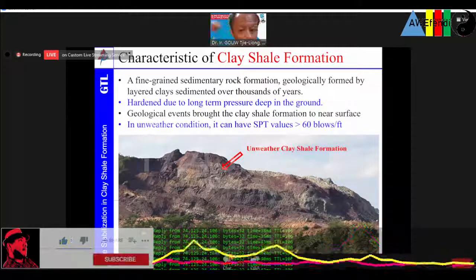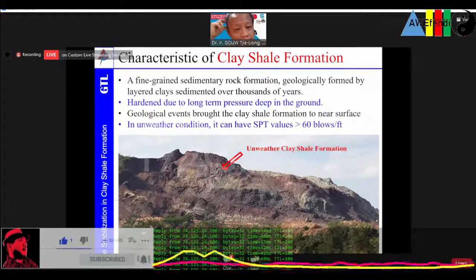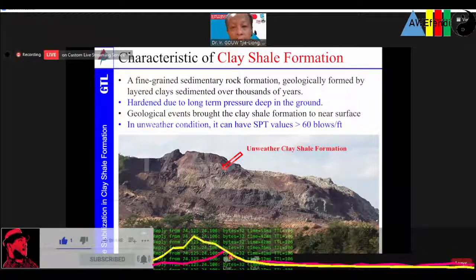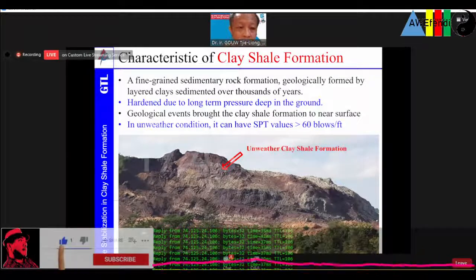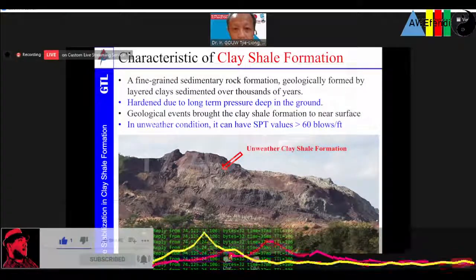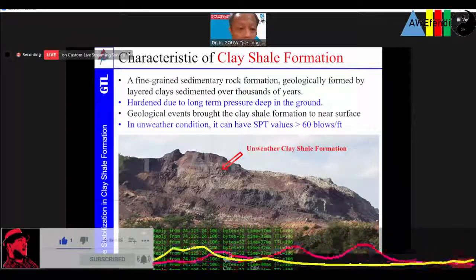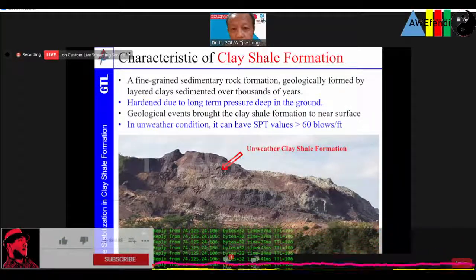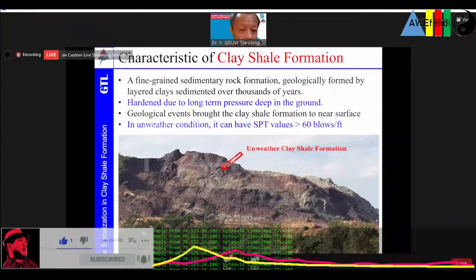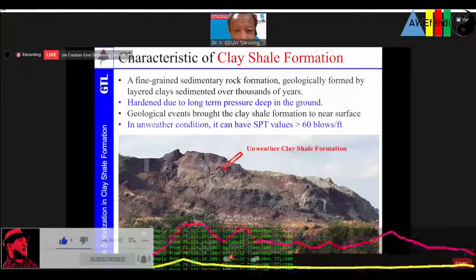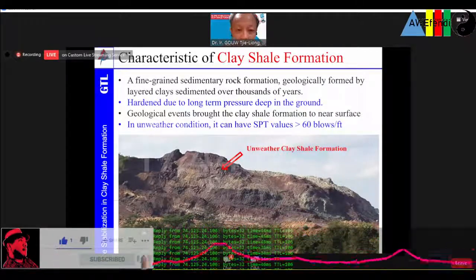Now let us see the characteristics of the clay shale formation. Basically, it is a fine-grained sedimentary rock formation, geologically formed by layered clay sedimented over thousands of years. Then it's hardened due to long-term pressure, maybe millions of years, deep in the ground, and a geological event like an earthquake has brought the clay shale formation to the near surface.